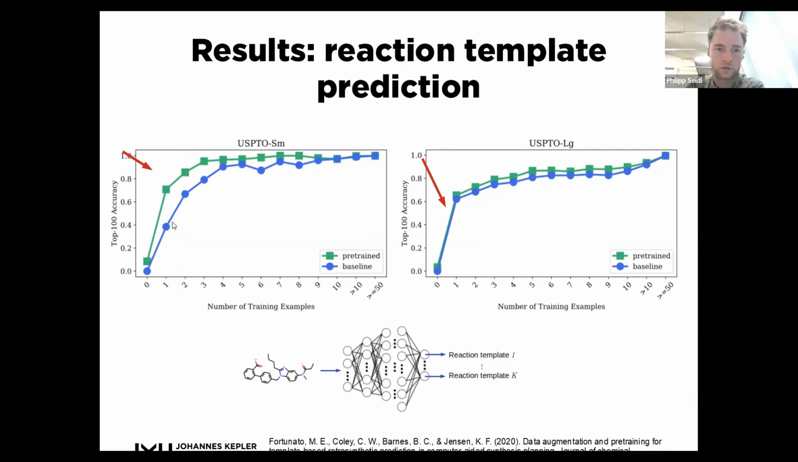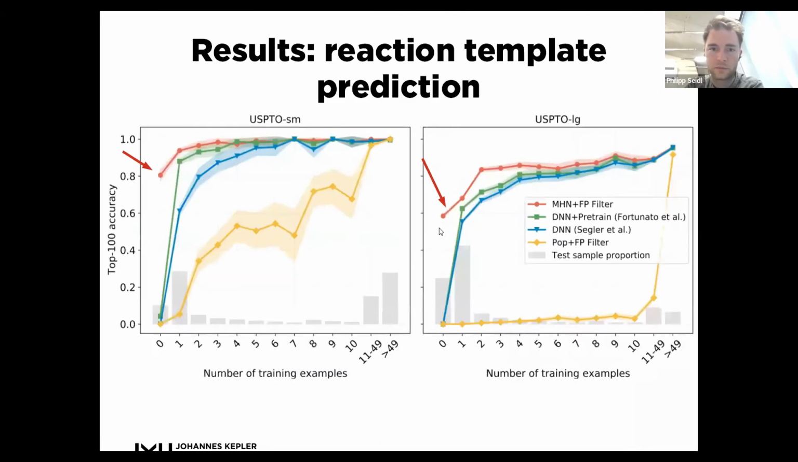If we look at one shot, we also get quite an improvement over a baseline. And this is not true if we look at classes or templates where we have more than 50 examples, so here on the bottom right. But still, these results can be improved. And if we look at our approach here, by using the structural information, so our approach is the one in red here, and thinking of this problem as a retrieval problem, we achieve 80% top 100 accuracy in the zero shot setting.